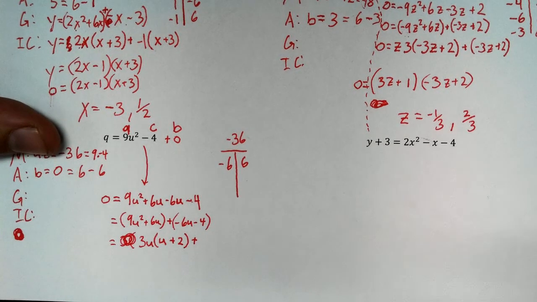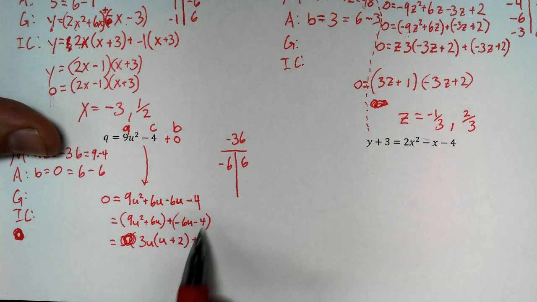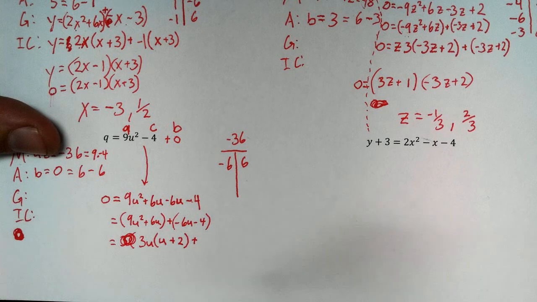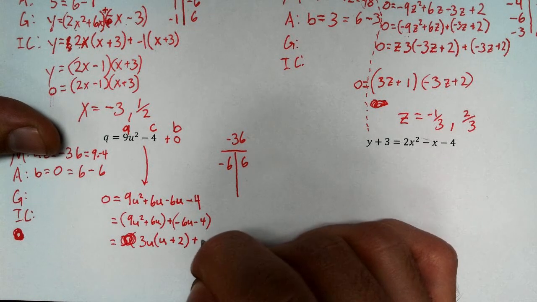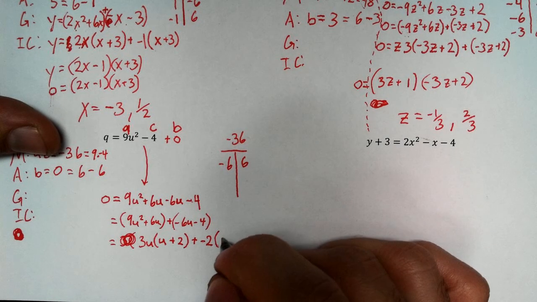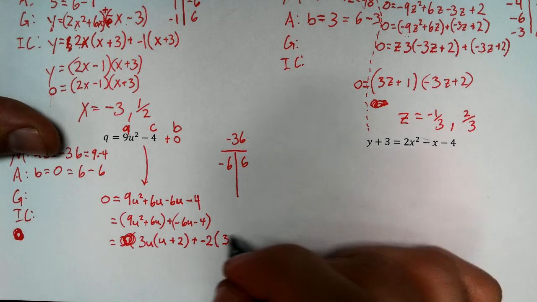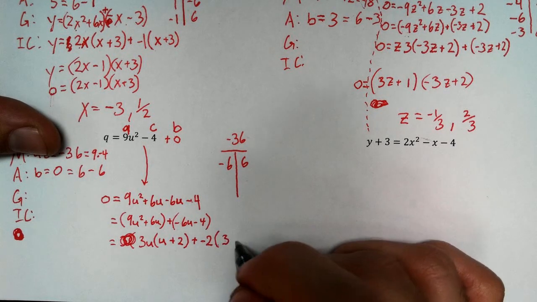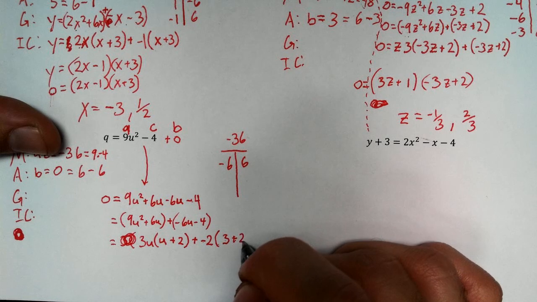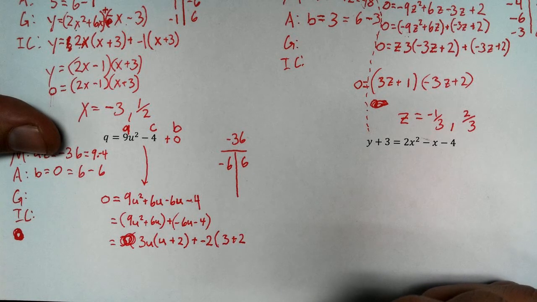Now over here, we have negative 6u minus 4. So we're looking for factors that we can pull out. What are factors of negative 6 and negative 4? I know, negative 2. Negative 6 divided by negative 2 is 3u. And then negative 4 divided by negative 2 is plus 2.